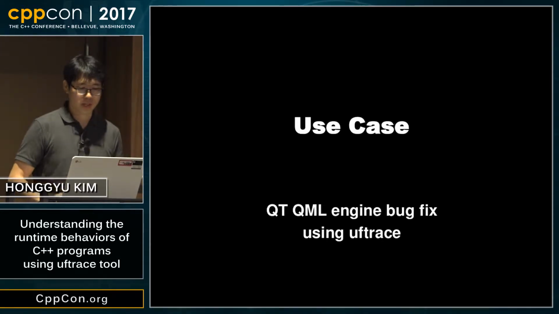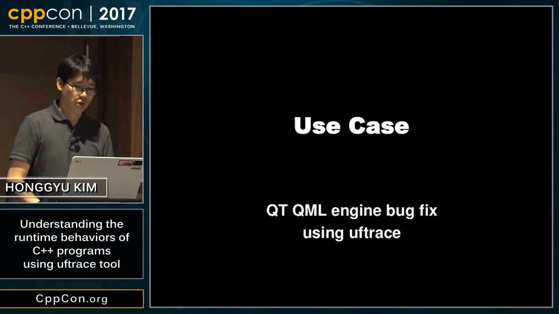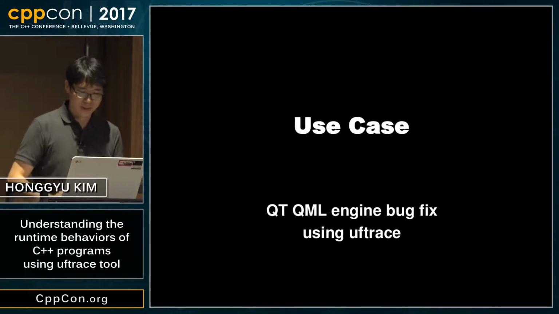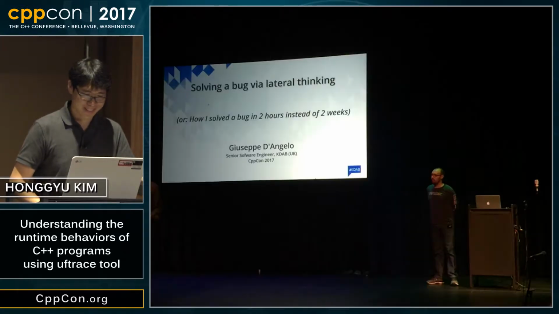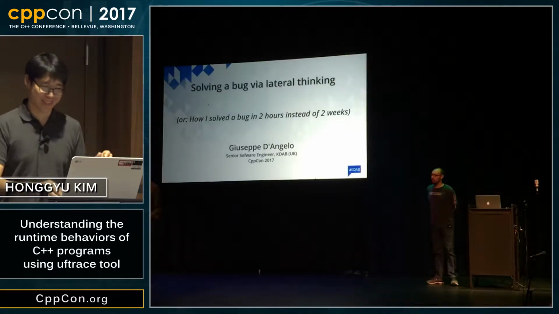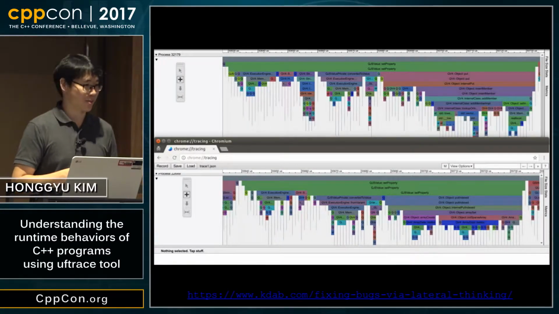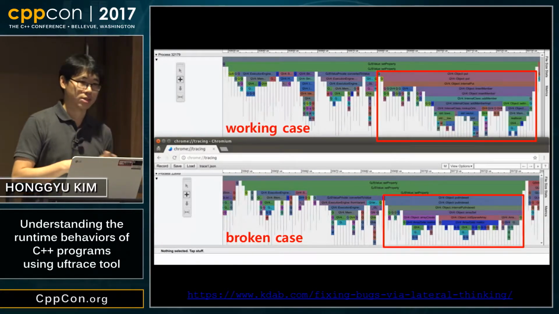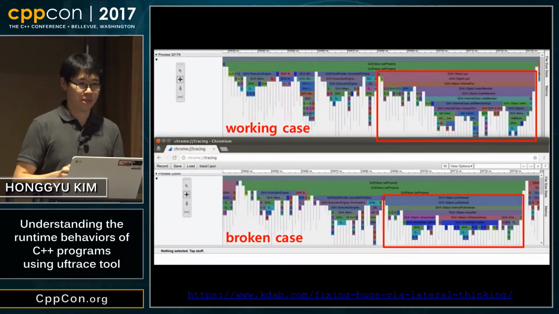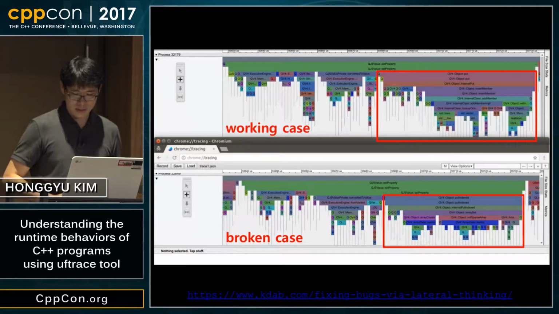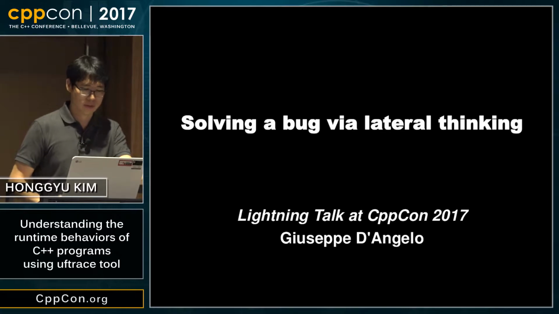So there are some use cases, and there is the Qt QML engine. There was a bug, and a friend fixed it, and he actually did a lightning talk. I think I'll just show you a simple thing. He found a buggy case, so there was a broken case and a working case, and he found the difference, found the exact function, and fixed it. If you want to know more, you can watch this lightning talk.